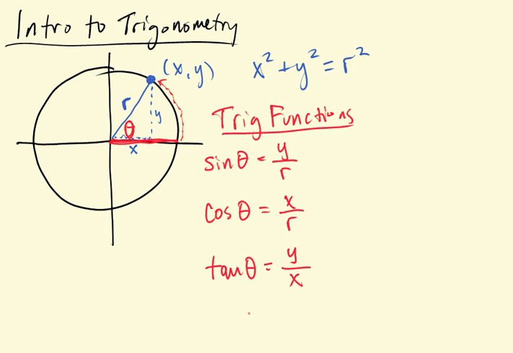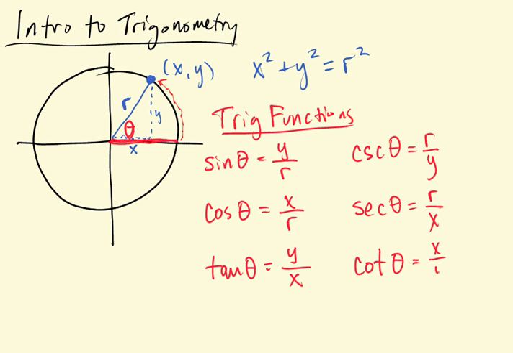And so then we have 3 others, and you'll see that they don't seem terribly useful at the moment, but they will come in handy down the line. They are strictly the reciprocals of the 3 trig functions I just wrote down. I'm going to do it across. So the reciprocal of the sine function is called the cosecant function, or cosecant of theta. So that is just r over y. The reciprocal of cosine is the secant of theta. So that would be r over x. And then the reciprocal of tangent is the cotangent of theta, x over y.